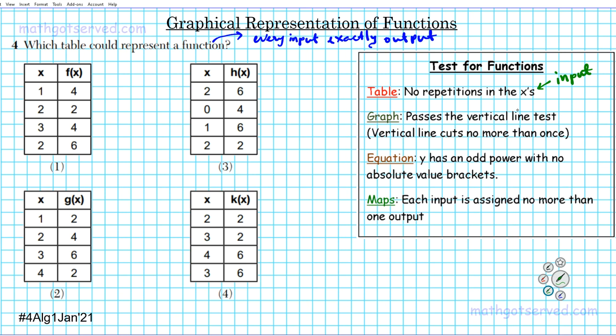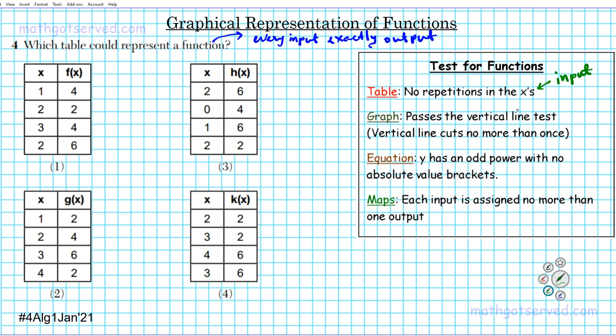If it's a graph, it has to pass something called the vertical line test. All right, so that vertical line basically ensures that you're mapping exactly one input to the output. So the vertical line has to cut no more than once. Okay, if it cuts the graph more than once, you have a situation where two outputs will be mapped to one input, which violates the definition of a function.